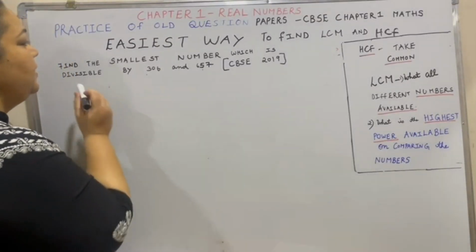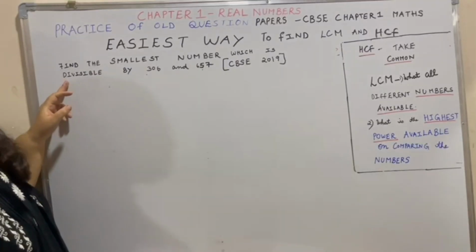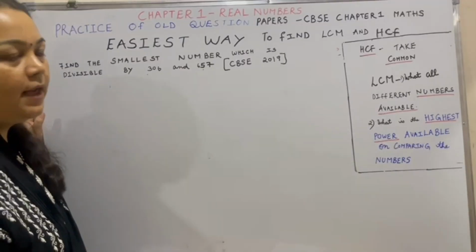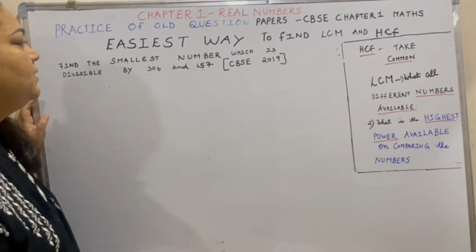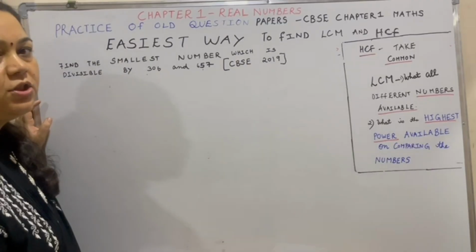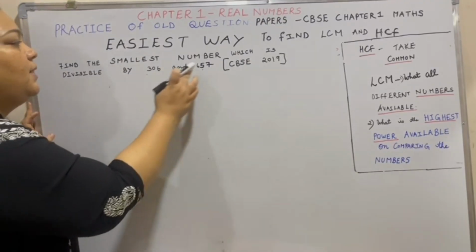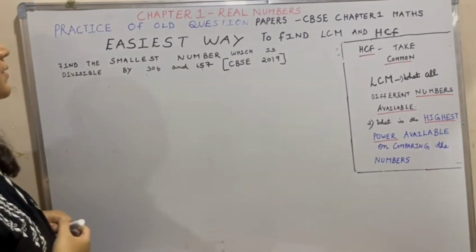Okay, the next question is: find the smallest number which is divisible by 306 and 657. This is a CBSE 2019 question. So what is the smallest number? You know the definition of LCM. The LCM is the smallest number which is divisible by both the numbers, 306 and 657. So let us find the LCM.